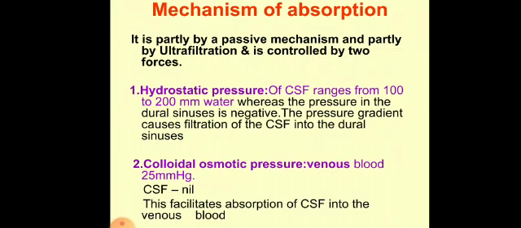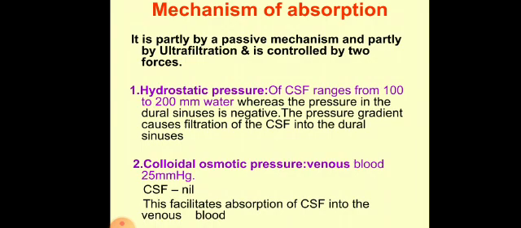Now let's see the mechanism of absorption. Till now I was talking about active transport, facilitated diffusion and co-transport, which came into the picture when the mechanism of formation of CSF was mentioned. Now let's see the mechanism of absorption. It's a passive mechanism, but it's controlled by two forces. You have the hydrostatic pressure, which is the most important one, and then we have the colloidal osmotic pressure.